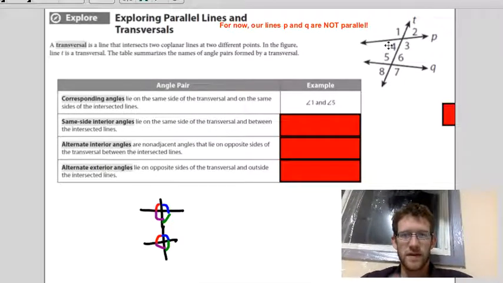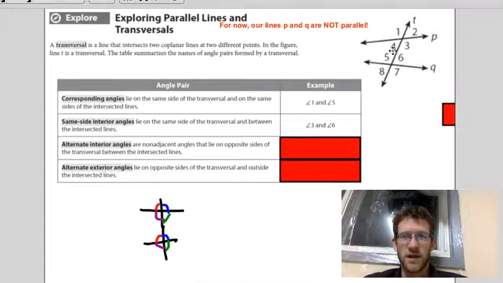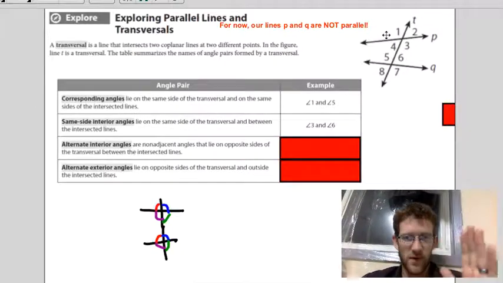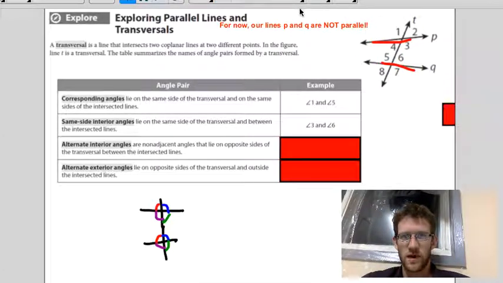And which ones are on the same side? Well, we have two pairs that are same side. We have 4 and 5, and we have 3 and 6. So those are two examples of same side interior angles. And then we have alternate interior angles. So alternate meaning like switching. So we're going to switch sides. We're going to go from the left side to the right side, but we're going to stay on the interior here. Again, by interior, I mean between our two lines, P and Q here.